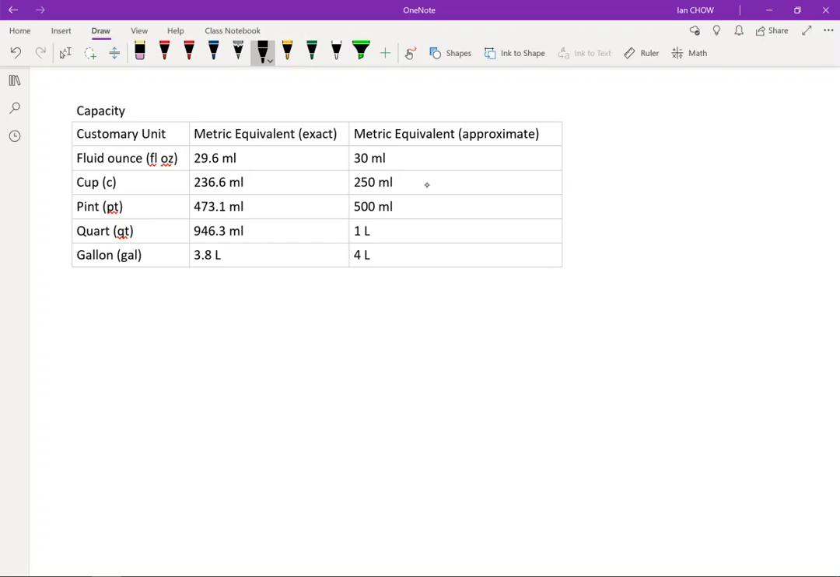But we're not used to that. Let's just understand what they are. So let's start from the biggest one. 1 gallon is equal to 4 quarts.